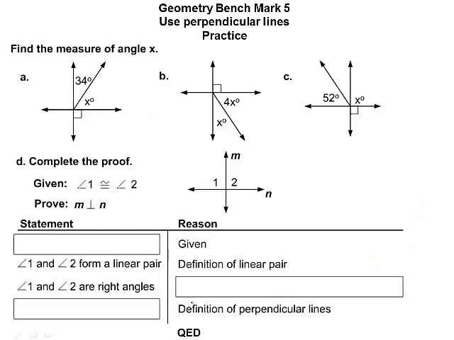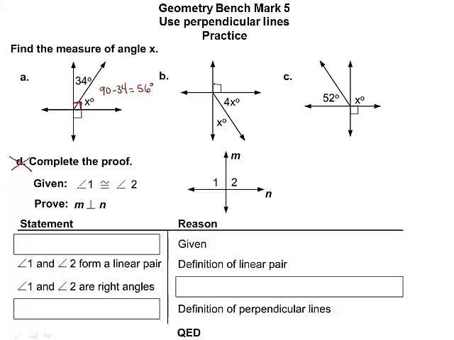Okay, let's work some out. Ignore D. We're not doing the proofs on this one. So here we have a right angle A. So this is also going to be a right angle, which means x and 34 together are going to add up to 90. So to find out what x equals, I do 90 minus 34, which is 56.